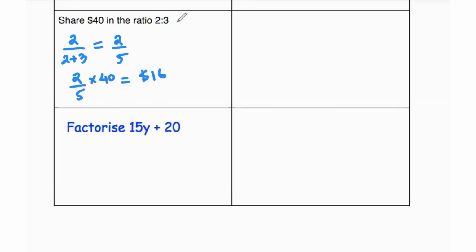$16. For the second quantity, we will do 3/5 and times that by 40, which is basically equal to $24. So the $40 is shared in the ratio 16 to 24.